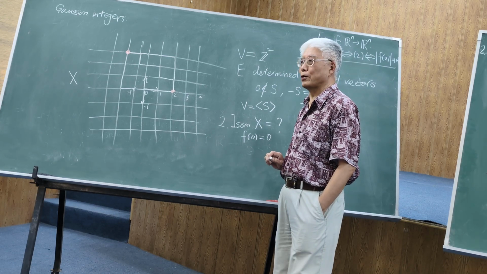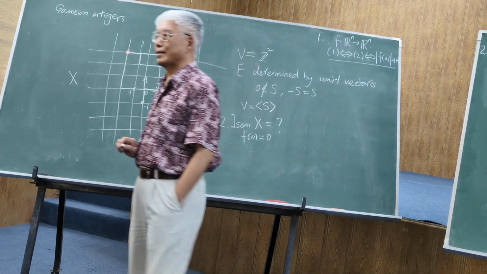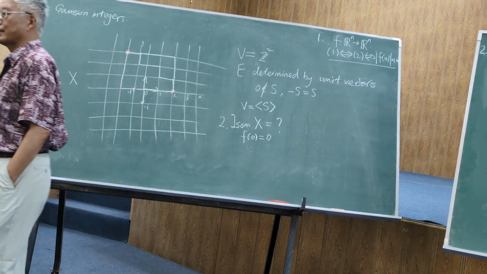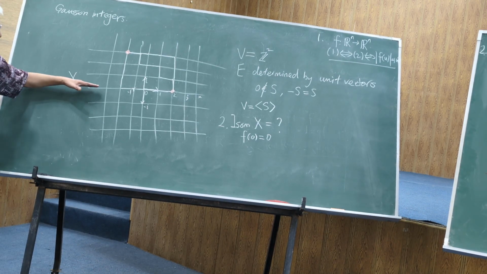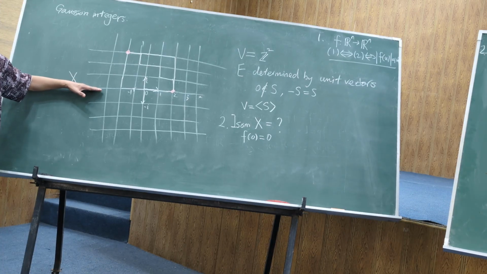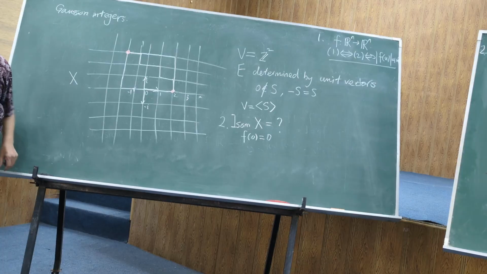Can you give me a non-trivial isometry? Non-identity. These two you can give me. This is a line, horizontal line, the x-axis. Reflection on that, and reflection on the imaginary axis. These are these two non-trivial isometries.